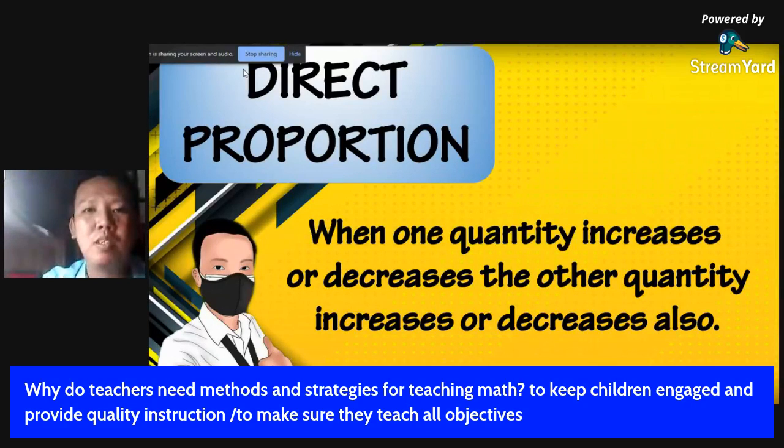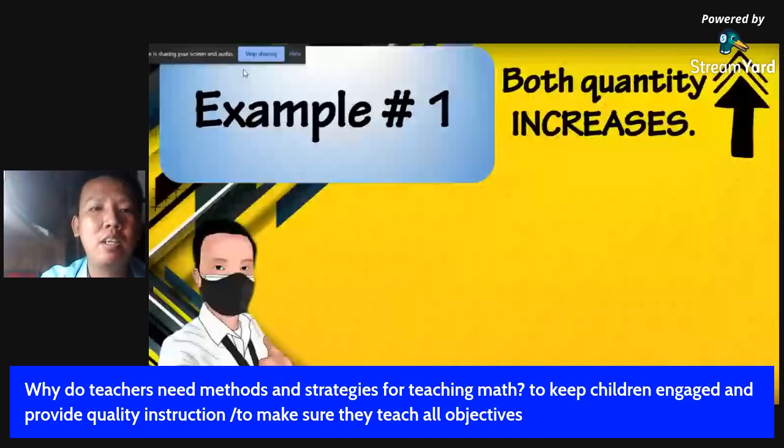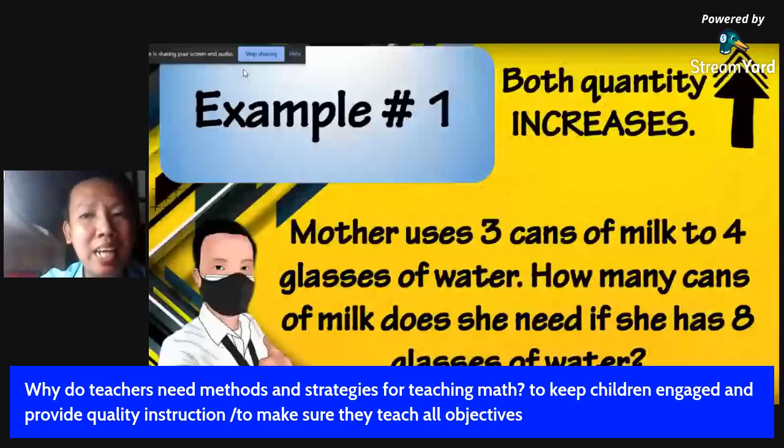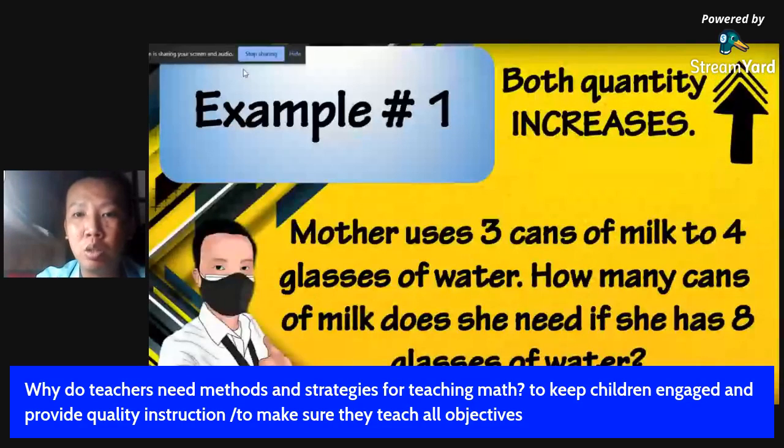So let's have an example. In this example, both quantities increase. Mother uses 3 cans of milk to 4 glasses of water. How many cans of milk does she need if she has 8 glasses of water? If you observe, on the first given ratio, we have 3 cans of milk to 4 glasses of water. While on the next given ratio, the number of glasses increases from 4 glasses to 8 glasses. So since we are solving problems about direct proportion, remember that when one quantity increases, the other quantity will also increase. So we are expecting that the number of cans will also increase.